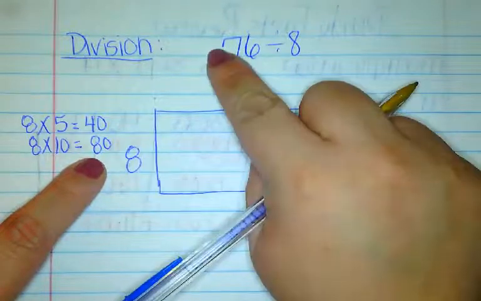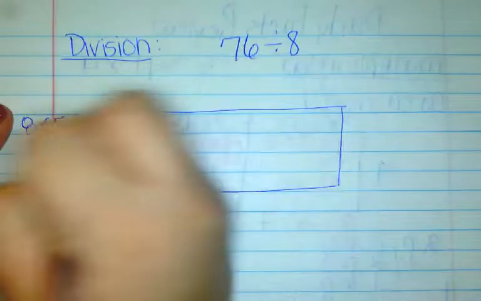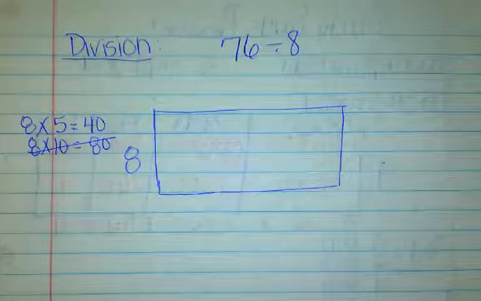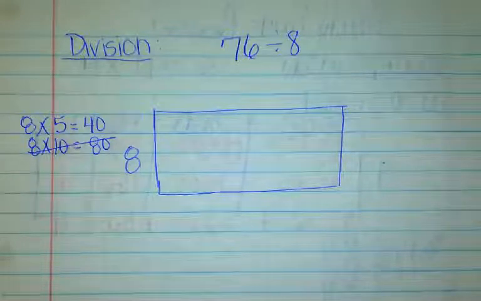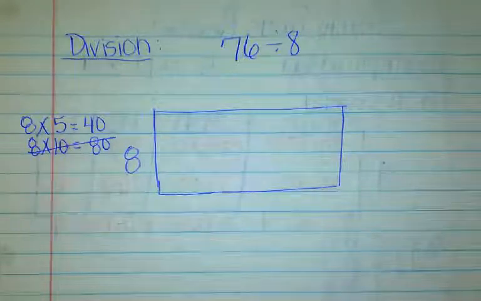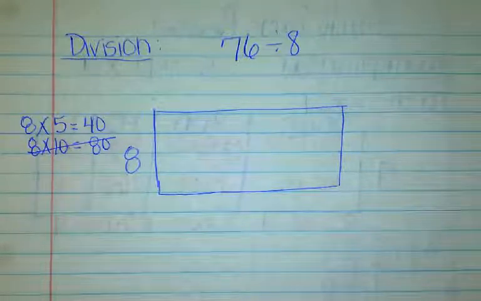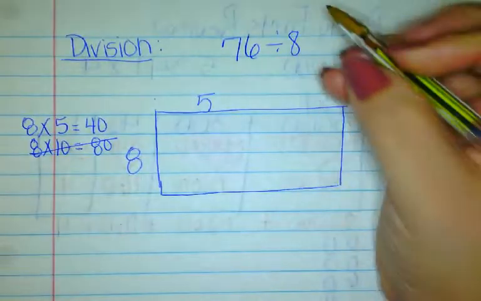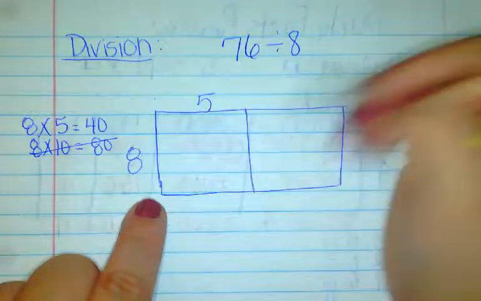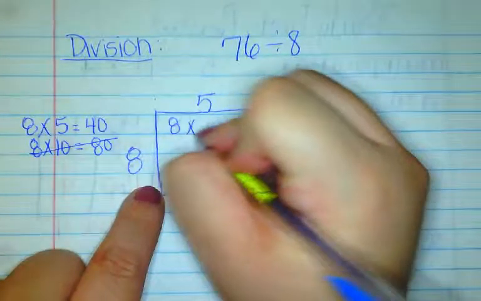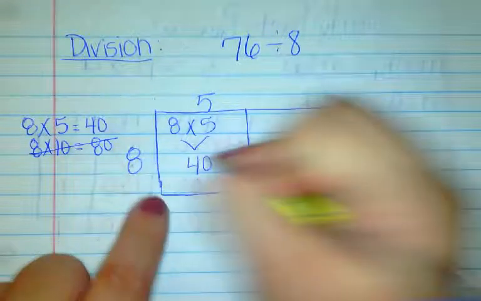I went over, right? So I know my answer will be between 5 and 10. So my answer might be 6, 7, 8, or 9. Not 10. But we're going to start with 5. Okay, what's 8 times 5? 40, right?